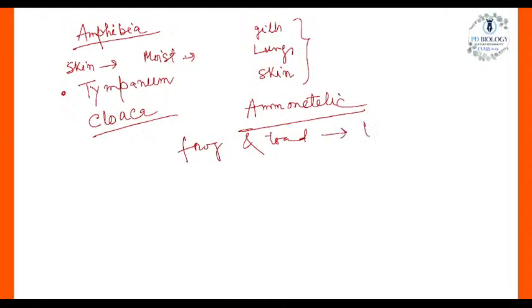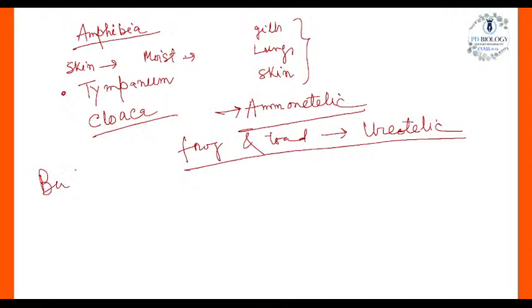they are ureotelic. But aquatic amphibians are ammonotelic. They are oviparous, indirect development. Egg and the larval phase is there. Bufo melanostictus, Rana tigrina, Hyla arborea, the tree frog, the salamander, the limbless amphibia.